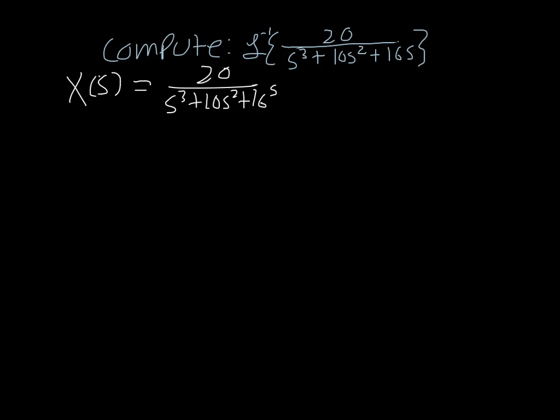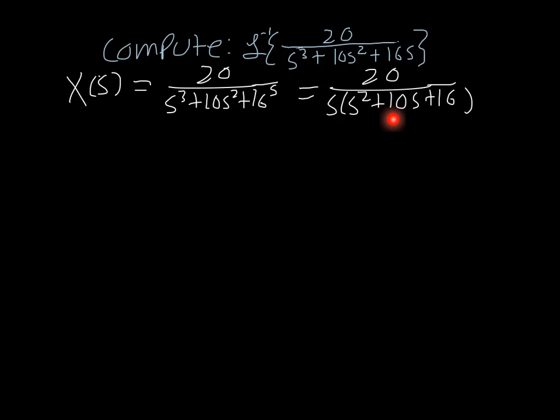So what we want to do is first break up this polynomial into smaller pieces that will be easier to compute the Laplace transform of. And so we're going to use a method called partial fraction decomposition. The first step is to factor the denominator of our rational polynomial. So here we're going to factor out an s. We're going to get 20 over s times (s squared plus 10s plus 16).